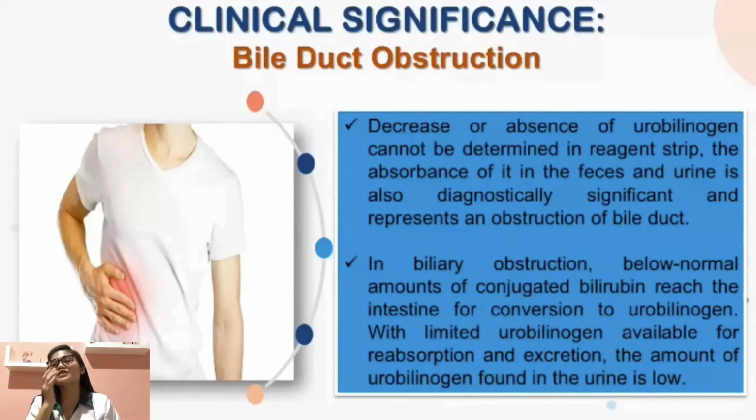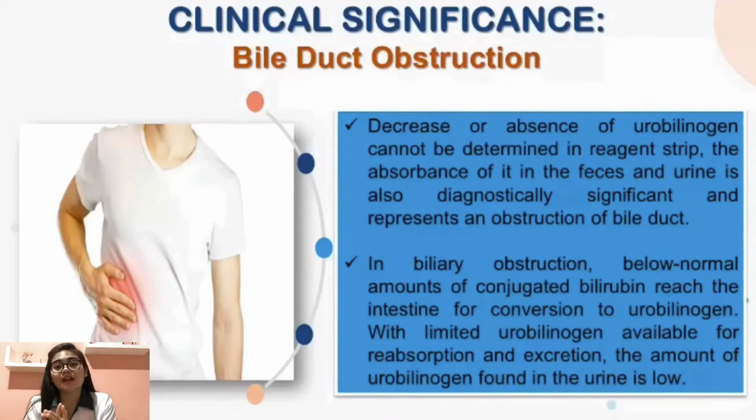With a limited amount of urobilinogen available for absorption and excretion, it results in a low amount of urobilinogen in urine. You might be curious why bilirubin is 3+ in the table, and urobilinogen is decreased or absent in bile duct obstruction. As we know, bile duct obstruction prevents the normal passage of bilirubin into the intestine, which means that it leaks back into the blood circulation. When it leaks back, it is directly excreted into the urine. That's the reason why there is 3+ bilirubin.